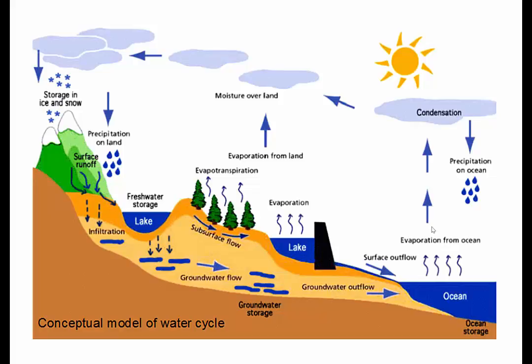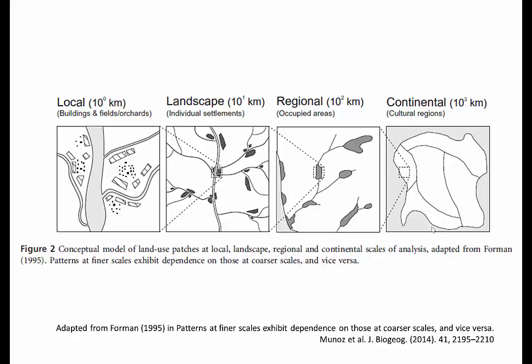Nice overview. Here's a conceptual model from a scientific paper, the Journal of Biogeography, and it's an attempt to show how patches vary at different spatial scales. So we've got local scales with buildings, fields, orchards, landscape scales, individual settlements, regional scales with occupied areas, and continental scales involving cultural regions. So it's a conceptual model of how land use patches, the objects and entities of landscape patches, vary with spatial scale.